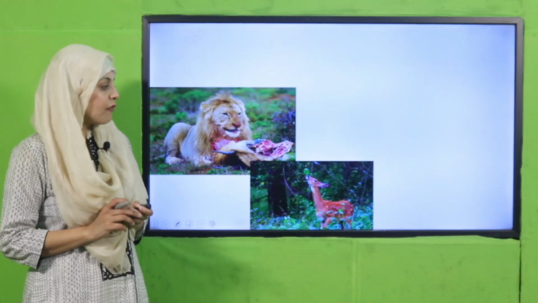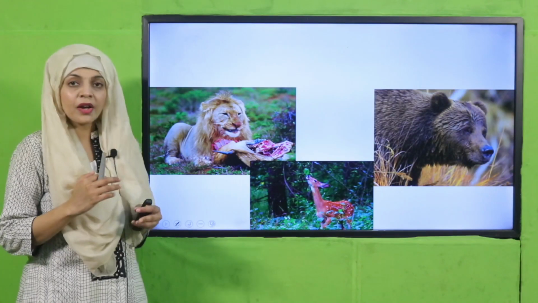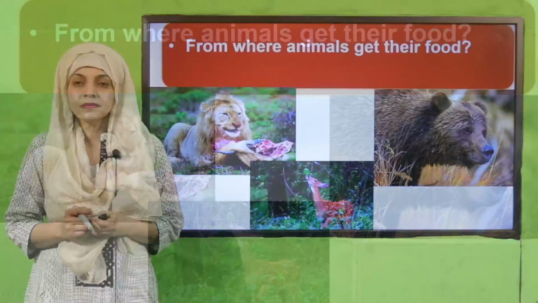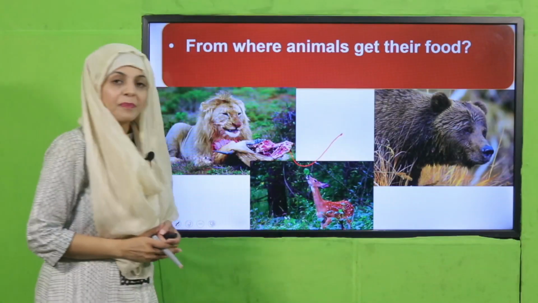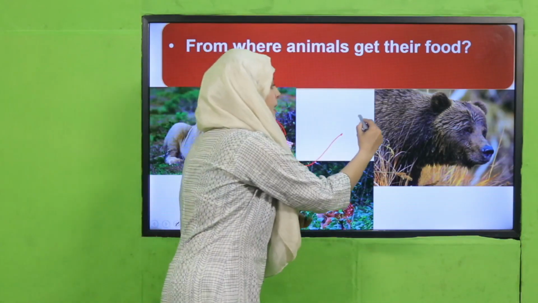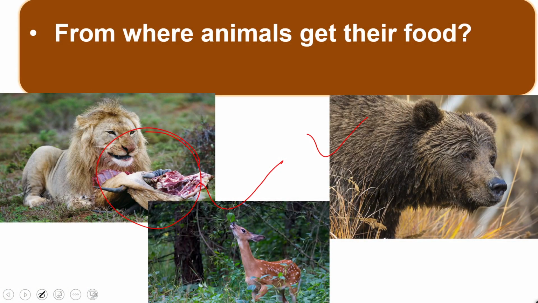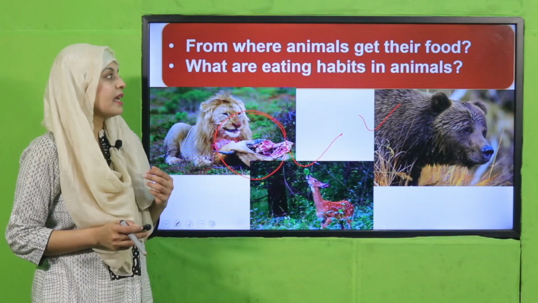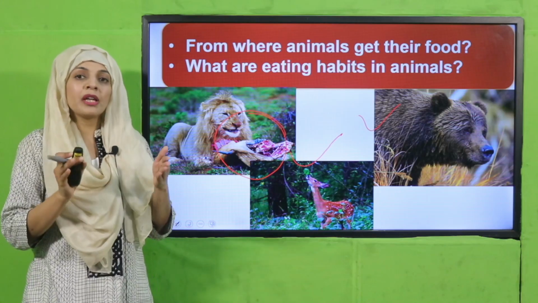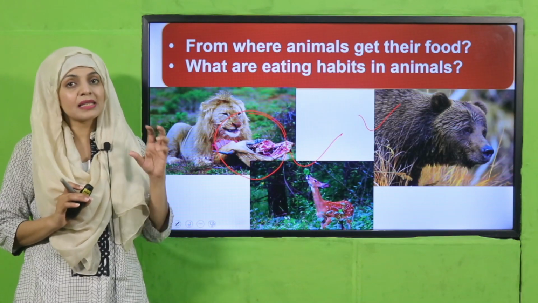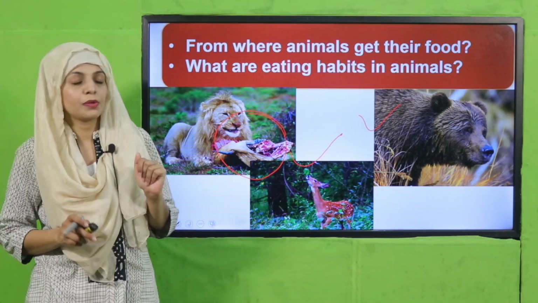So my dear students, now it's time for an activity. Quickly look at the pictures very carefully. Here you can see different animals and their eating behaviors. So quickly tell me, from where do animals get their food? Some animals feed on plants, some animals feed on meat or other animals, and some animals like bears eat both plants and animals. So these are the eating behaviors of different animals. So what are eating habits in animals? That's what I told you. Animals get their energy from food. And what are their eating habits? Some eat plants, some eat meat, and some eat both.